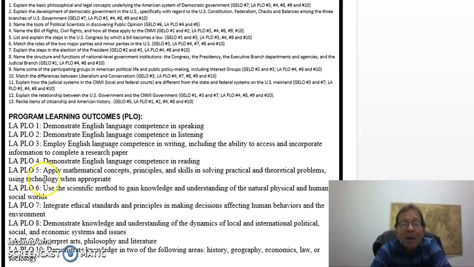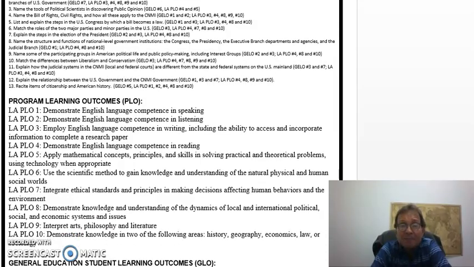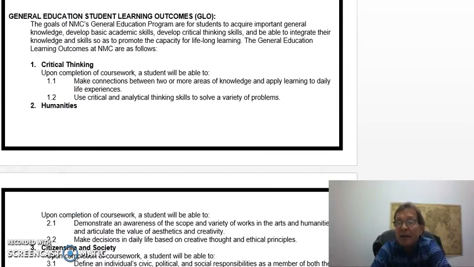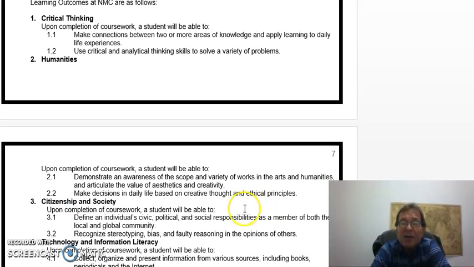We're not really using the scientific method, but 7, 8, 9, and 10 are definitely used in PS 110 online. The general education outcomes, we are definitely critically thinking about a variety of problems, and hopefully you'll be able to make the connections between them. We are doing the humanities. Hopefully you will be able to see some of the value of the aesthetics and the creativity that has gone into the changes in American history and the changes in the philosophies over time.